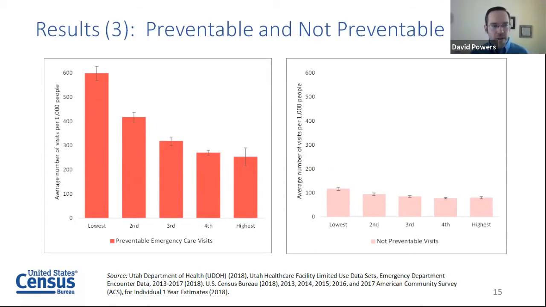If we look at only the subset of visits that are classified as preventable and not preventable, we see the following. With preventable emergency care visits on the left-hand side and non-preventable visits on the right-hand side, preventable emergency department use declines as household income rises. Likewise, for non-preventable emergency department use, we have a decline in use as we go from low to high income, though it's a bit harder to see on the condensed scale.